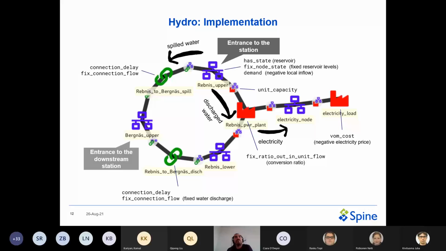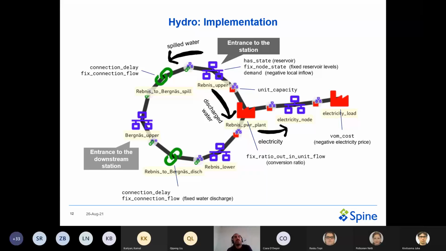So this is Rebnis power, the Rebnis power station. And the downstream station is Bergnäs. So this node represents the entrance to the station. So it's like the upper part of the reservoir. And this is the upper part of the downstream reservoir, the next one.